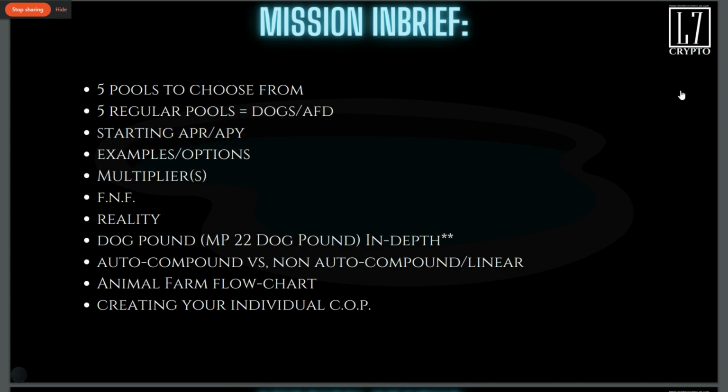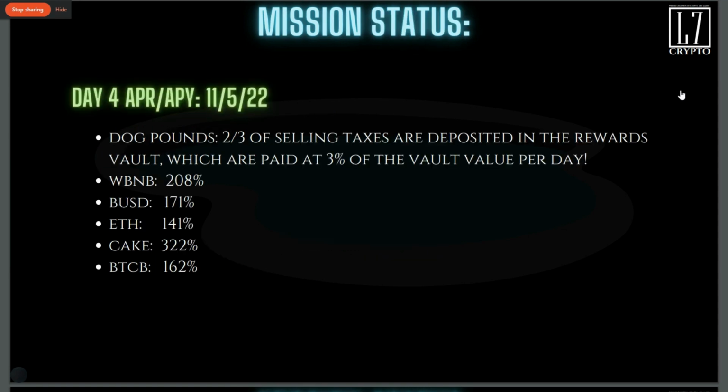Now, if you need in-depth information on the dog pound, please watch MP22. It's going to cover everything you need to know about the dog pound. Then we're going to just briefly touch on the auto compound versus the linear pool. And of course, the animal farm flow chart that Forex provided from him and the team, and creating your own individual COPs. Let's engage.